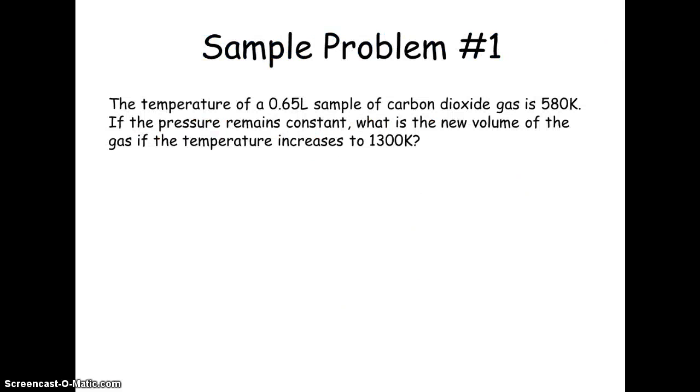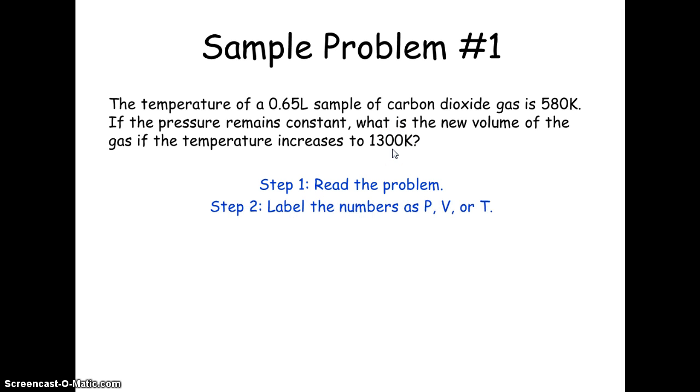Let's take a look at how we would solve a sample problem. The first step is just to read the problem. So we've got the temperature of a 0.65 liter sample is 580 degrees Kelvin. They're saying if pressure remains constant, what's going to be the new volume as temperature increases to 1300 degrees Kelvin?